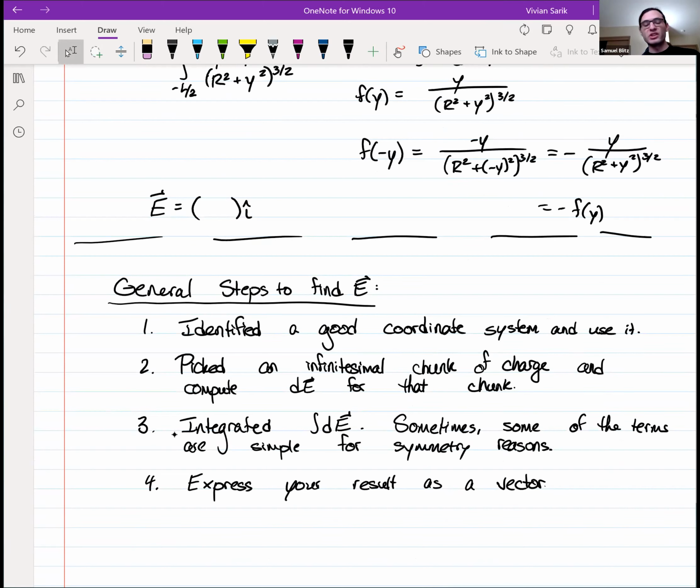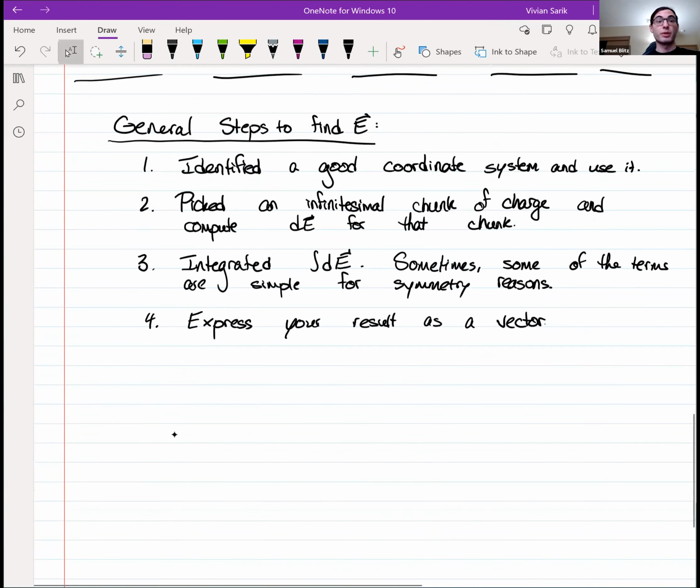So we're going to use these steps again. We actually are going to do another example. This is a slightly more complicated example, but it's worth doing because you guys will need practice doing this.